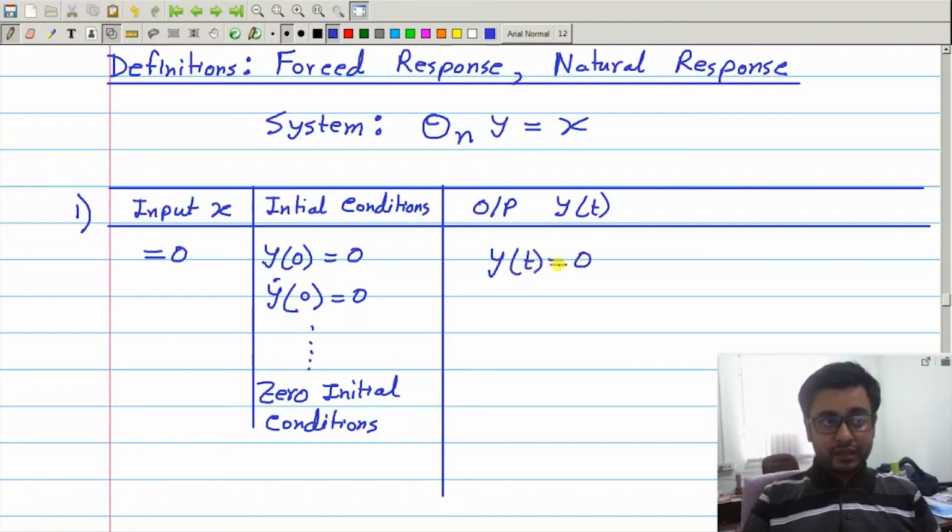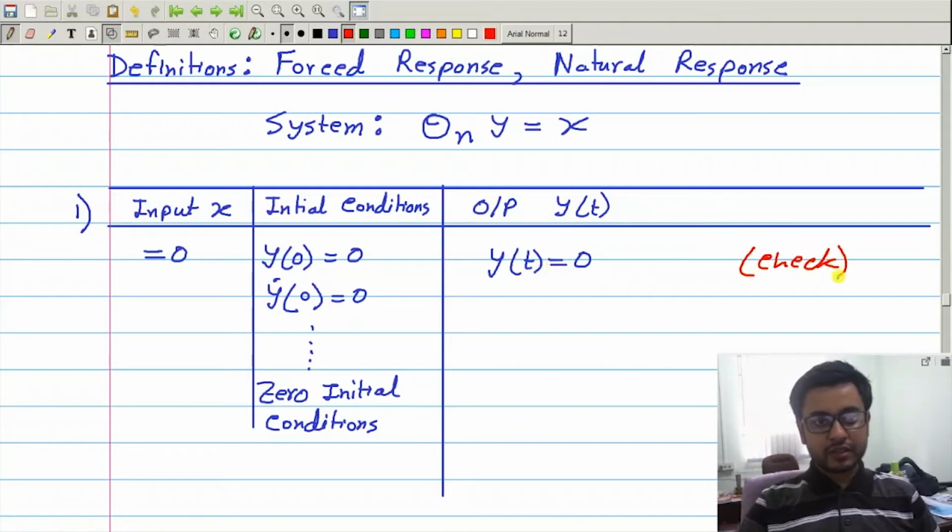You can check it for yourself. By putting y equal to 0 here, the left hand side will be 0, right side is also 0, so that satisfies the system equation, that also satisfies all the initial conditions. So this is definitely the output without any ambiguity.